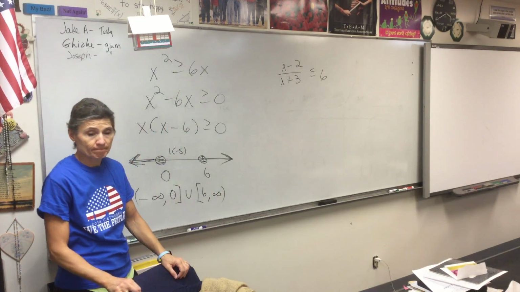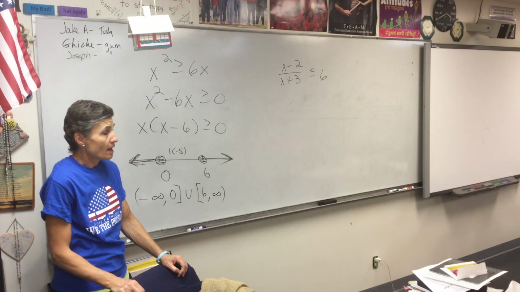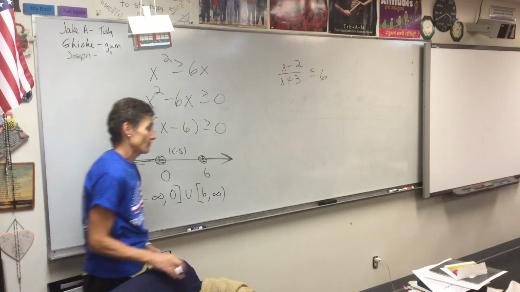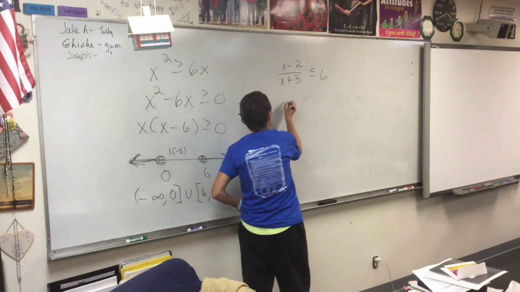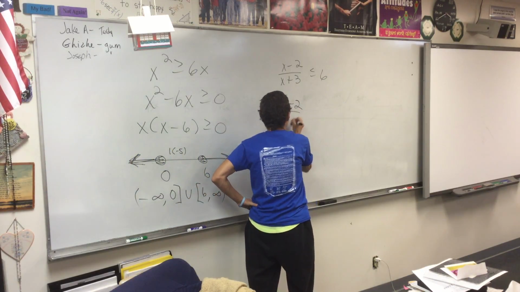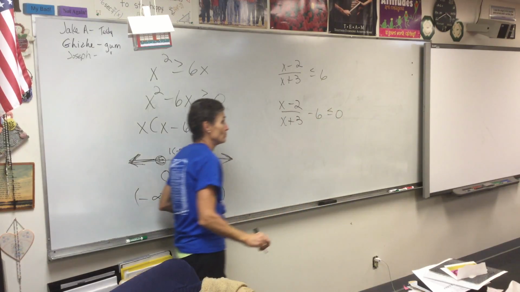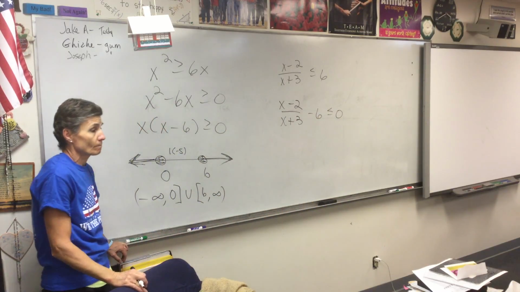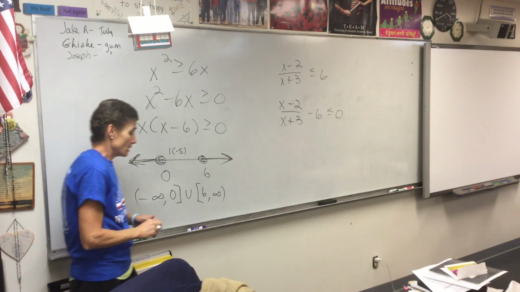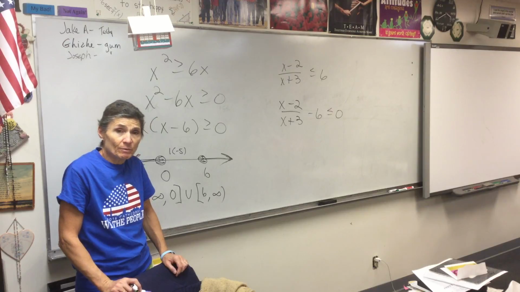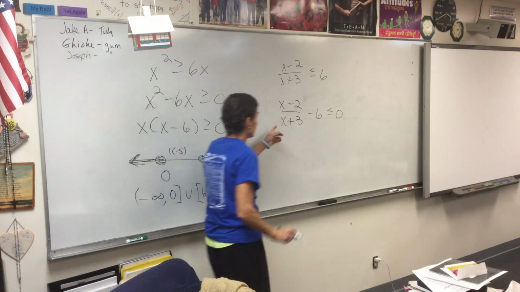What's wrong with this? It's not equal to 0. So the first thing I have to do is make it equal to 0. So I'm going to move that 6 over. The 6 is going to get moved over. Now you know what has to happen. We've got a couple of things subtracted.